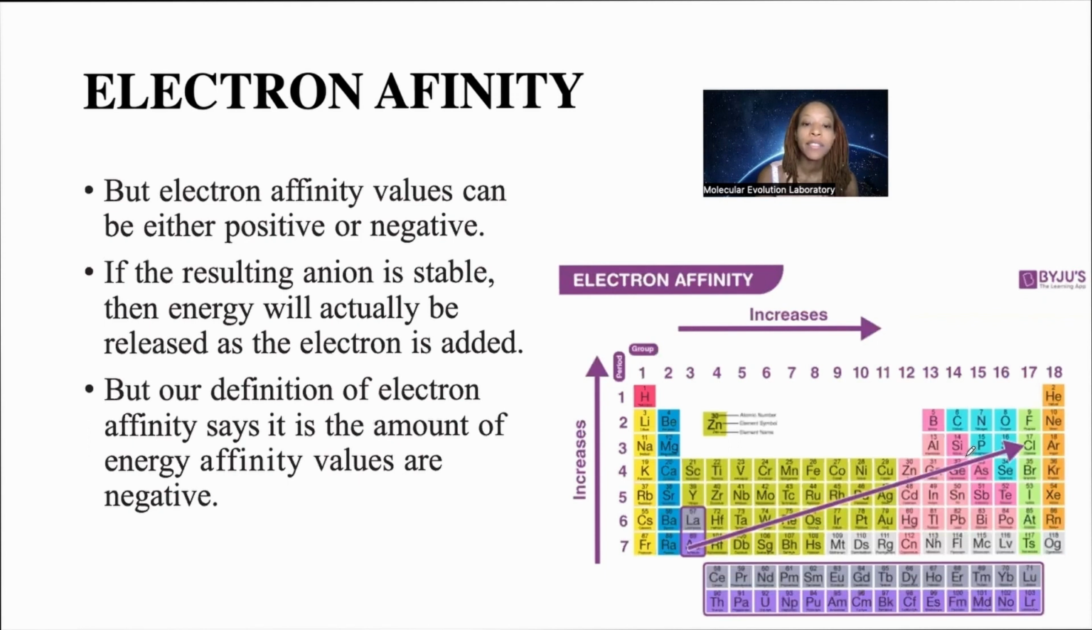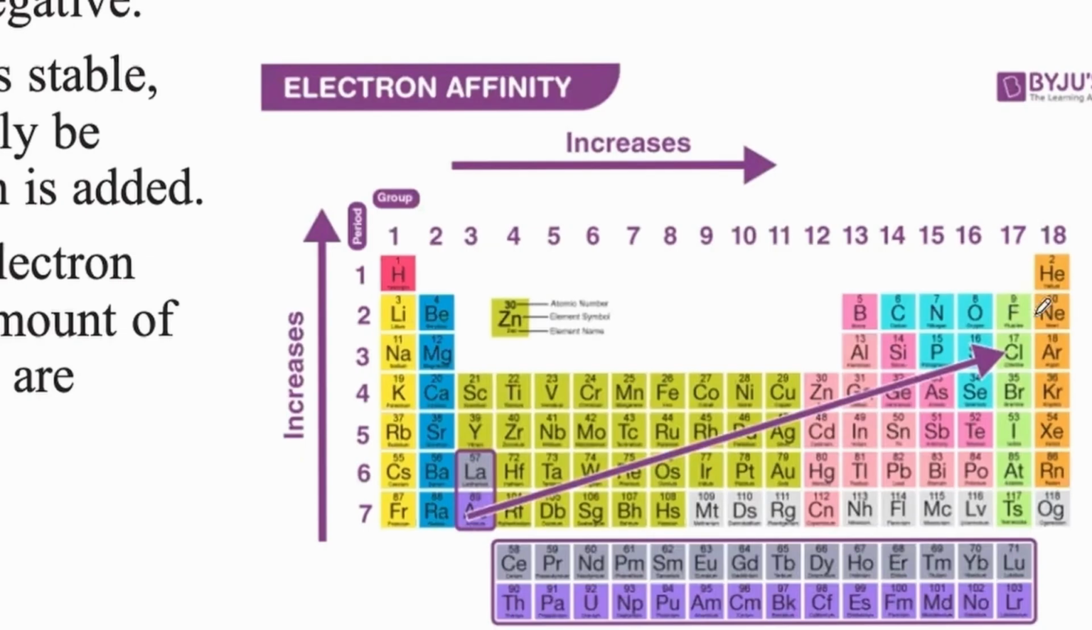But electron affinity values can be either positive or negative. If the resulting anion is stable, the energy will actually be released as the electron is added. But our definition of electron affinity says it is the amount of energy supplied, so the affinity values are negative. The affinity increases in this direction, while it is the opposite for the ionization energy.